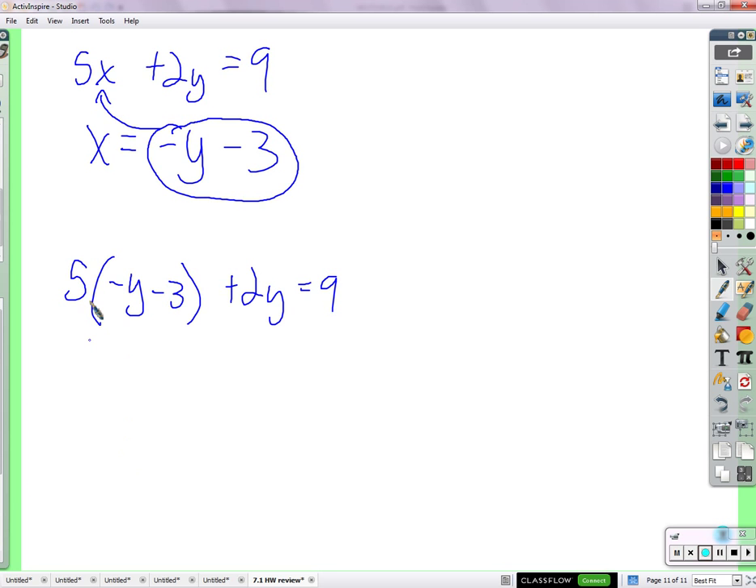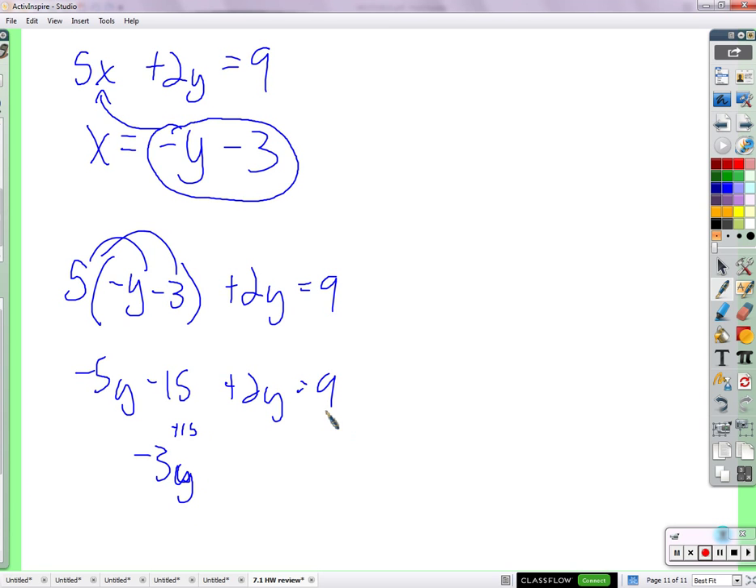So we distribute the 5, negative 5y minus 15 plus 2y equals 9. Negative 5y plus 2y is negative 3y. I'm going to add 15 to both sides as well. Negative 3y equals 24, divided by negative 3. And y is equal to negative 6. No, negative 8.